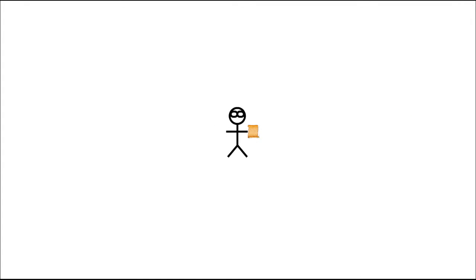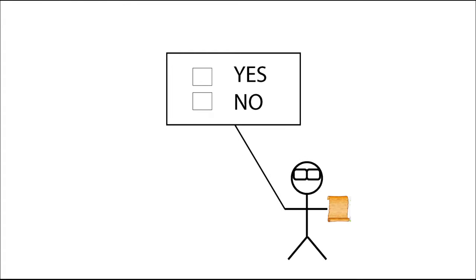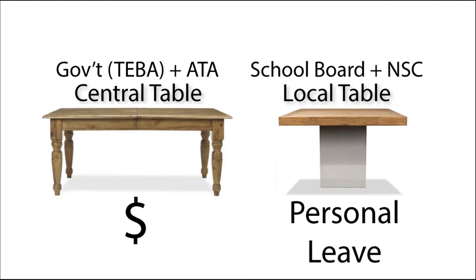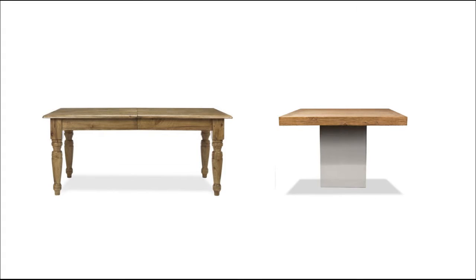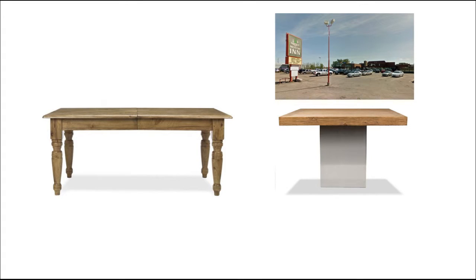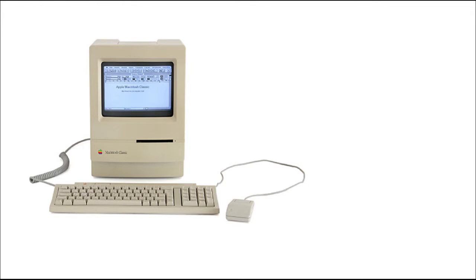Where do you come in? Well, you get to vote to accept any deal proposed centrally or locally. Voting locally will happen like it always does at a meeting in your community, but the central table voting will take place online. Voting online? How do you do that?